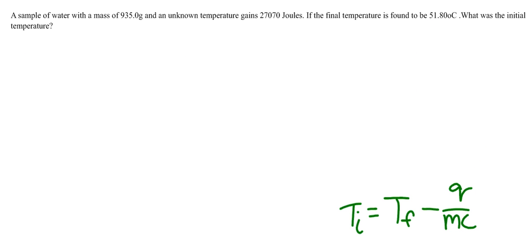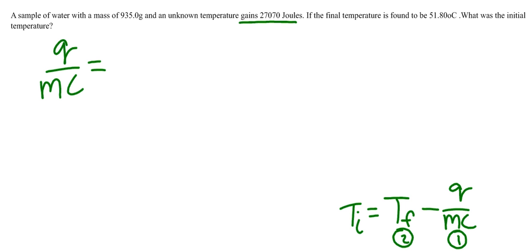Okay, so let's go ahead and, again, same way, it's going to be a little backwards. I'm going to do this part first, and then I'm going to do this part. So Q over MC is going to equal, it's a gaining of joules, so it'll be 27,070 joules, positive number. Now think about this. If it's a positive number, it means I'm gaining joules. If the final temperature was 51.80, that means the initial temperature should have been less than 51.80, because once it gained the energy, it got up to 51.8.